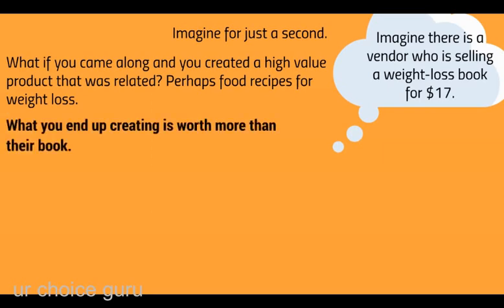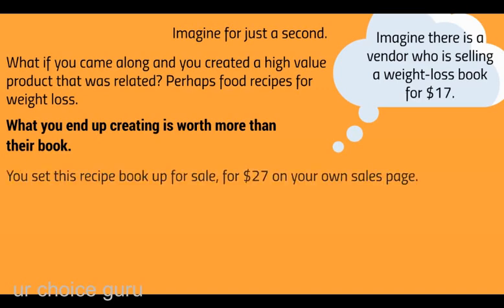And let's say you do that. What you end up with is a book or a video that is worth more than their book. In this case, you can set the recipe book up for sale on an actual sales page for $27, when somebody is selling a $17 book or something lower. Basically, you want to make sure that your high value product is either double or a little bit more money than what they are selling. The reason is that it's going to get the vendor to more likely say yes. Now, it's got to be realistic. If you're offering something of low value and just bumping up the price, that's not going to work anyway.